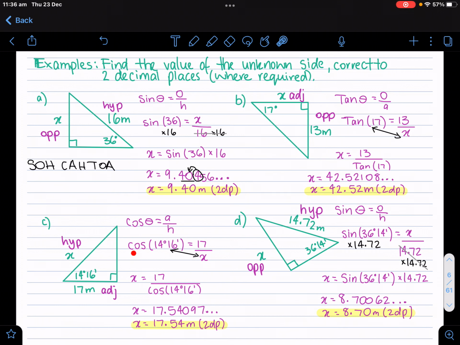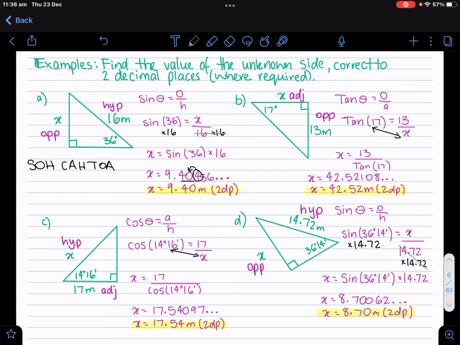So we have cos and the angle, 14 degrees, 16 minutes, equals A, adjacent, which is 17, over x, which is the hypotenuse. Now remember the trick? When the pronumeral or the unknown is at the bottom of a fraction, we can simply swap them. So here I have x equals 17 over cos 14 degrees 16 minutes.